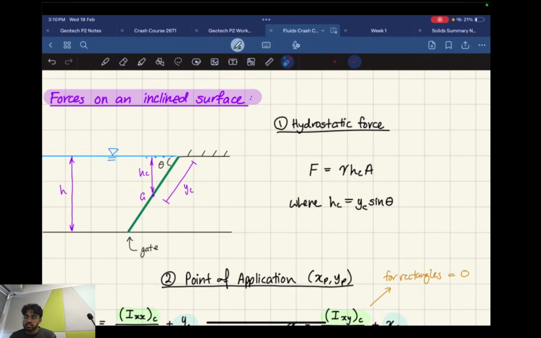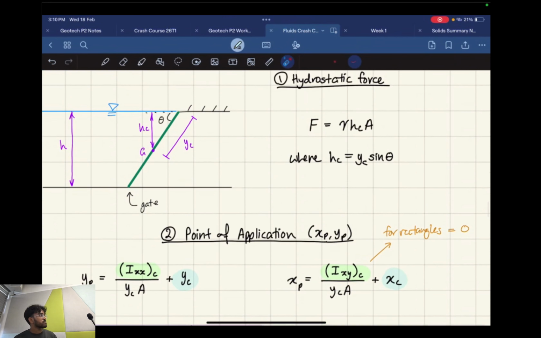The point of application is a bit weird now. Because it's an inclined plane, for your point of application there are two different ones, XP and YP. XP is where it's acting horizontally, YP is where it's acting vertically. So YP might be down here, XP might be like here.